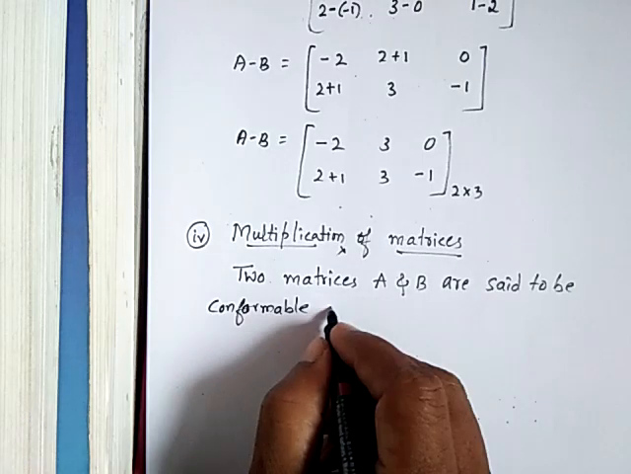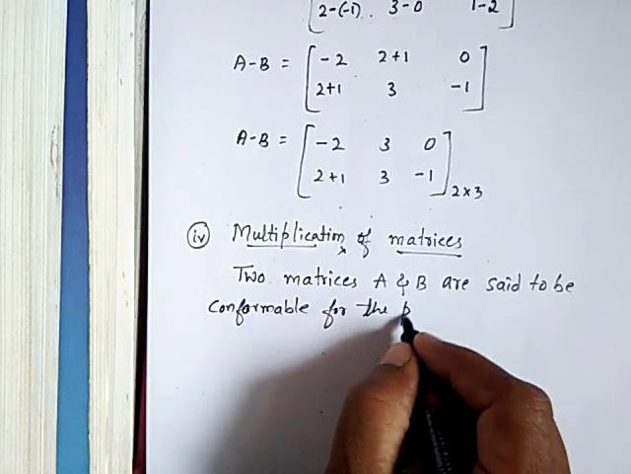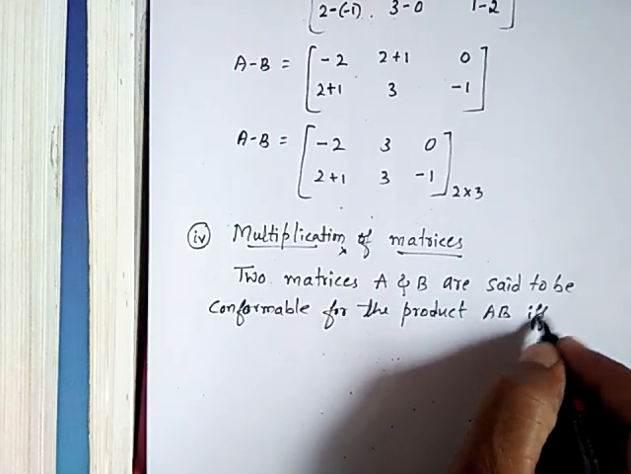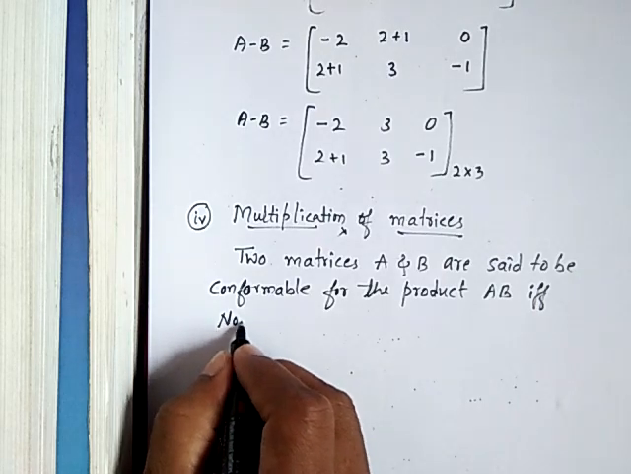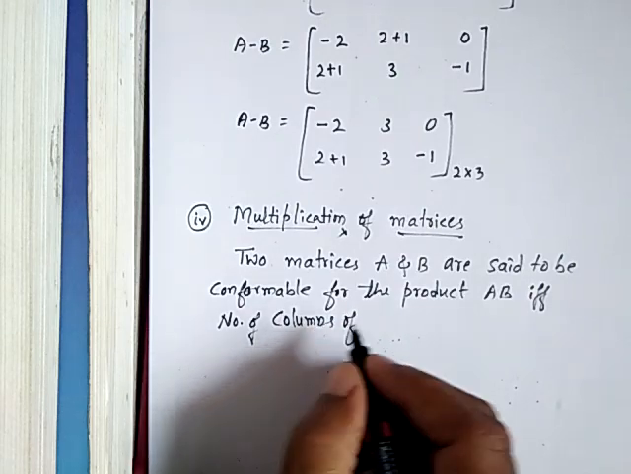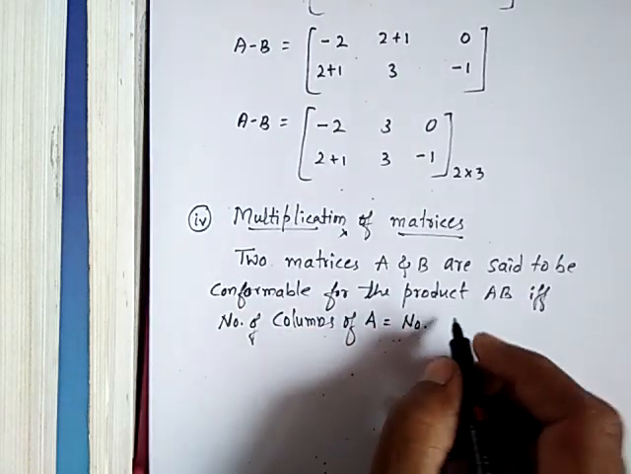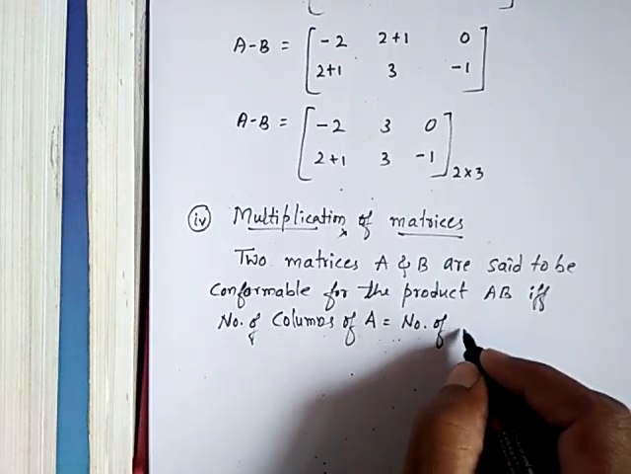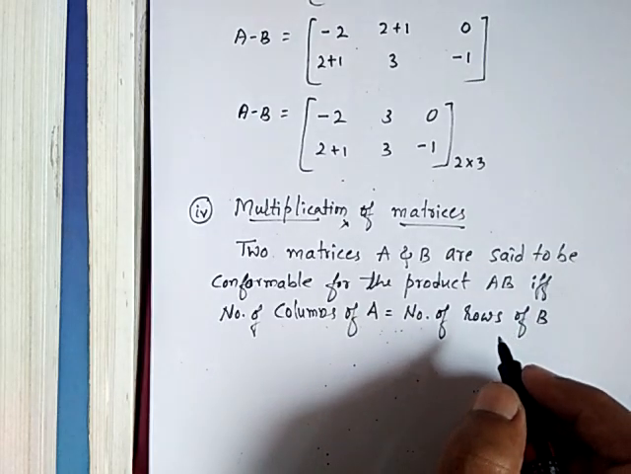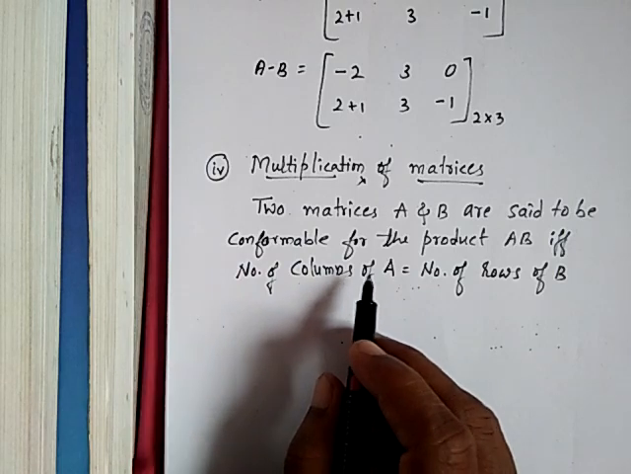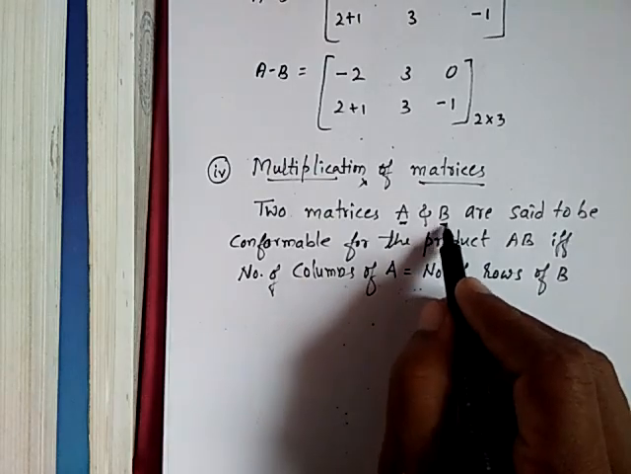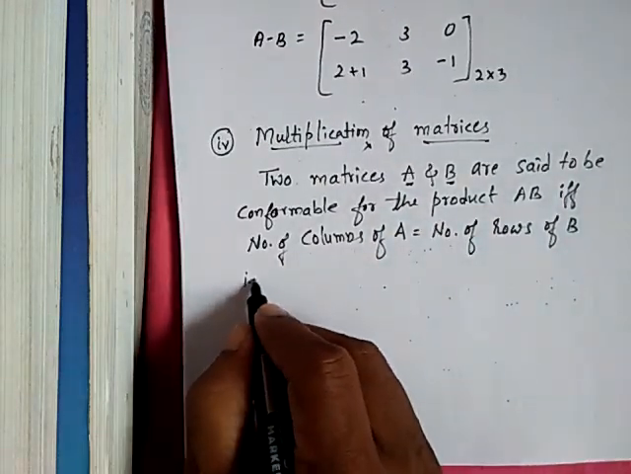Okay, conformable for the product AB if and only if the number of columns of A is equal to the number of rows of B. Okay, so now you can go through. Here it is like this: the number of columns of A, this matrix, should be equal to the number of rows of B. Okay, so that is what you can say.